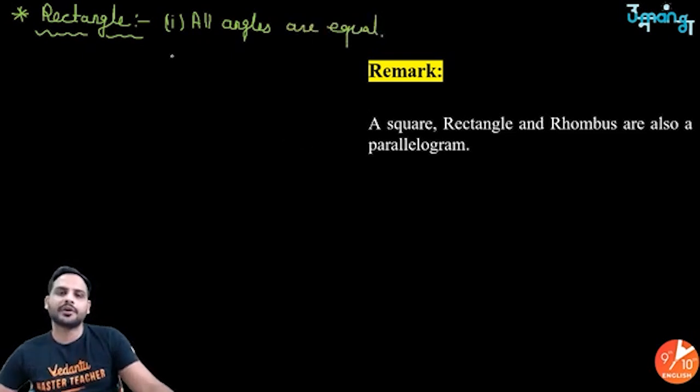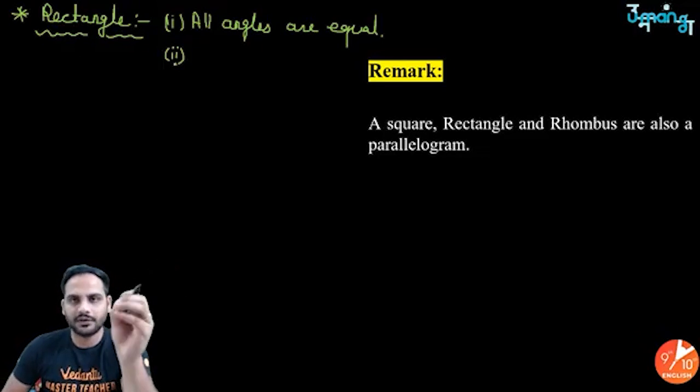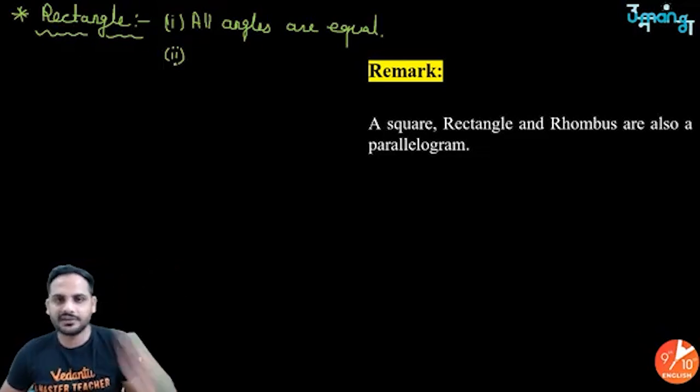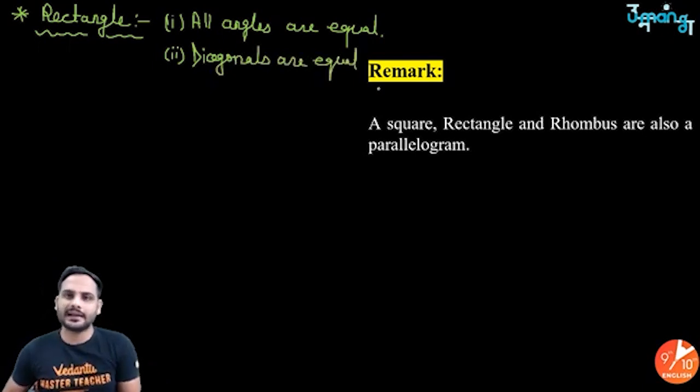The second important property is this: in a rectangle also the diagonals will bisect each other. But the important property is that the diagonals are equal. This is the important property, that the diagonals are equal. Okay, now let's go for the next part.